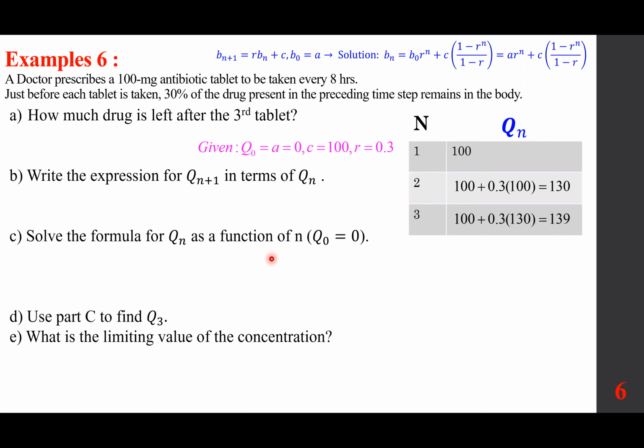And then next one, we want to write Q sub n plus 1. The very first thing we do, B sub n plus 1, let's change it to Q sub n plus 1. Let's do that first. And now what is R? Replace it with 0.3. What is lowercase c? Replace it with 100. So I hope you see how easy it is. Compare and write the answer.